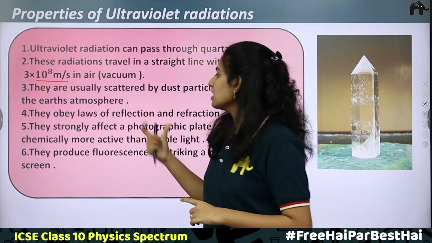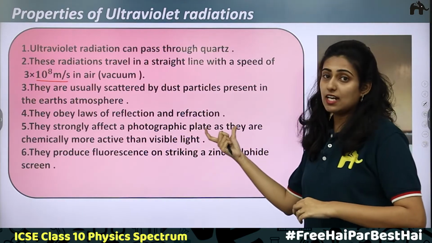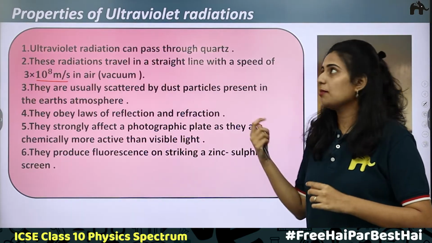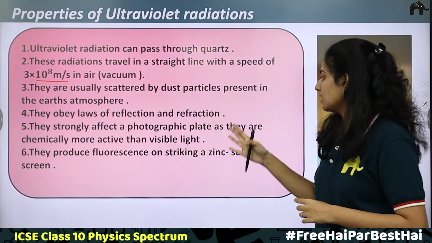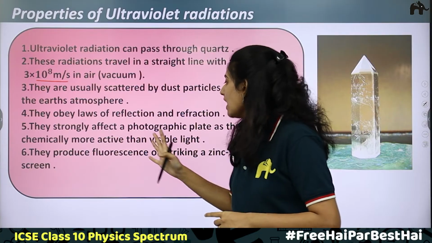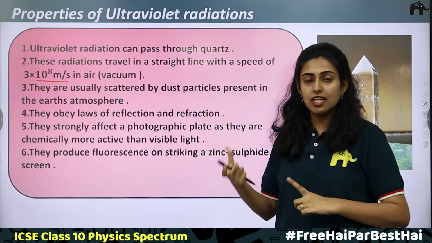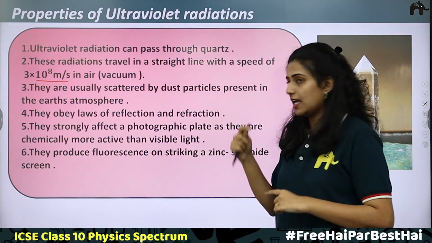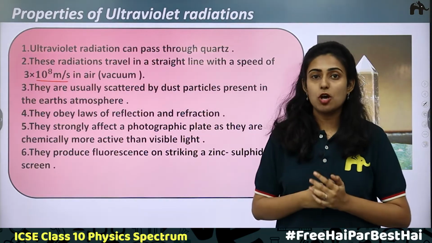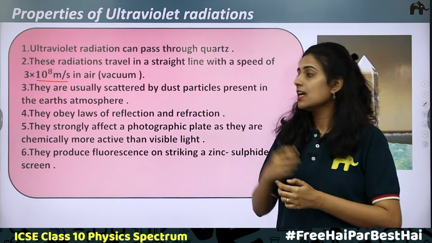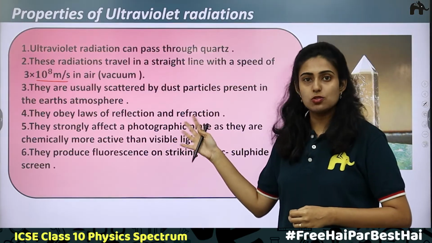Next, they strongly affect a photographic plate. A photographic plate contains light sensitive materials, for example, silver halides or silver bromide. They interact strongly as they are chemically more active than visible light. When you compare visible light and ultraviolet radiation, ultraviolet is more active. So when you take a photographic plate which contains silver bromide or other silver halides, these ultraviolet radiations will affect it more strongly.